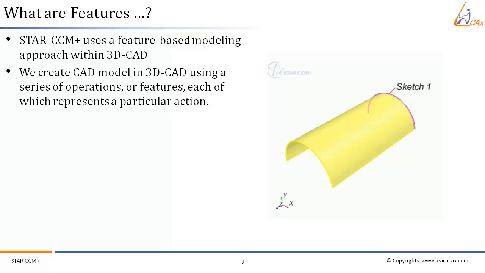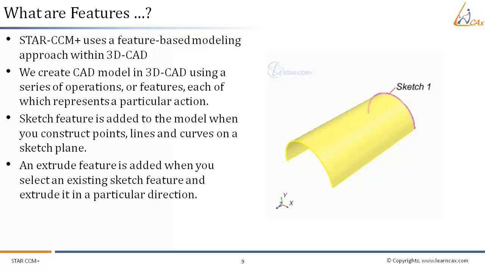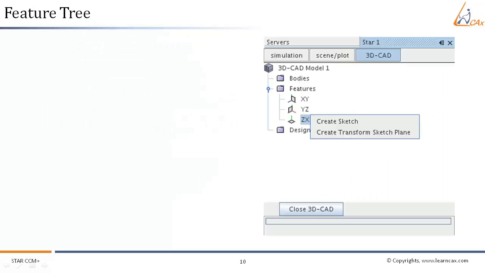We create a CAD model in 3D CAD using a series of operations or features, each of which represents a particular action. For example, a sketch feature is added to the model when we construct points, lines and curves on a sketch plane. An extrude feature is added when we select an existing sketch feature and extrude it in a particular direction. The entire set of features that is used to construct a model is stored in the feature tree in the order that we created them.